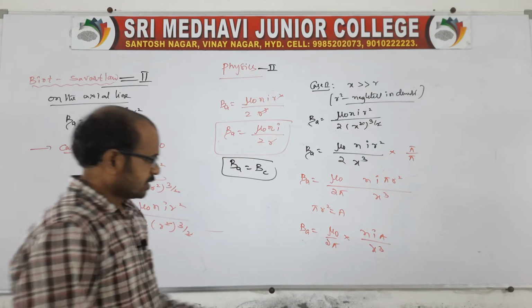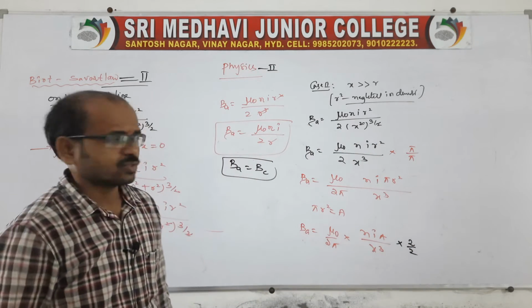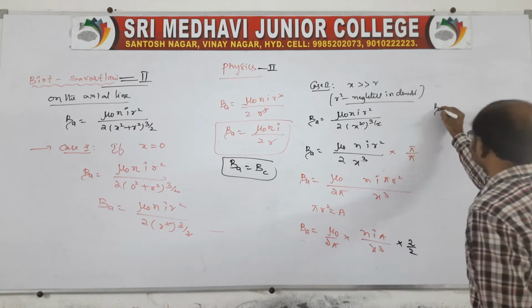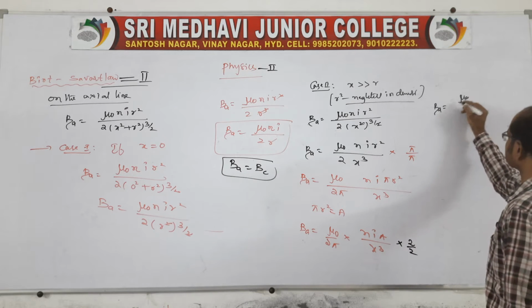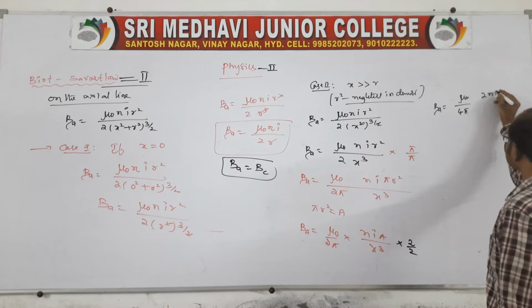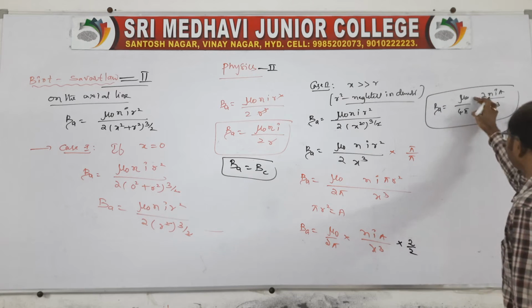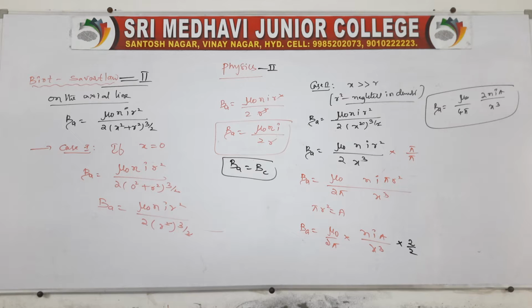Again you multiply and divide this equation with 2, so that axial line field is mu naught by 2 into 2, which becomes 4 pi, into 2 N i A by x cube. So it is mu naught by 4 pi into 2 N i A by x cube. In this case, N i A is nothing but a capital M. So what is capital M? Capital M is the magnetic moment.